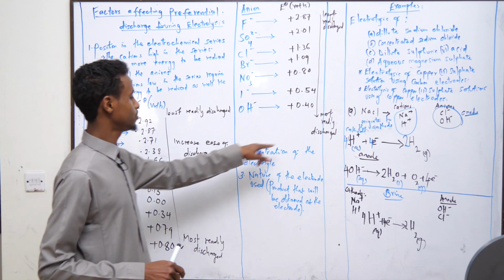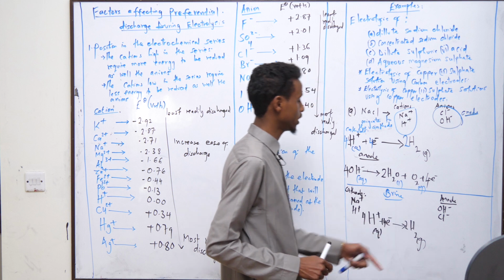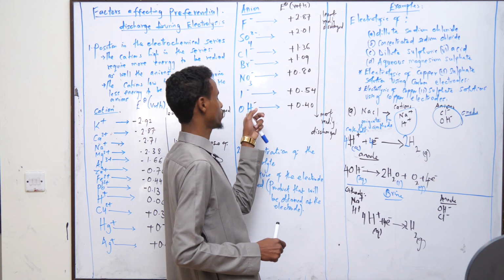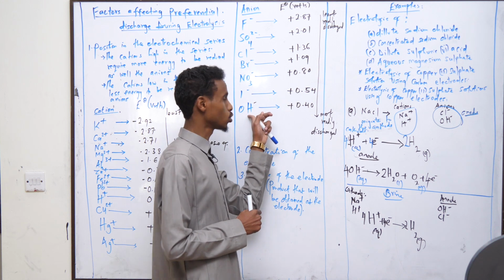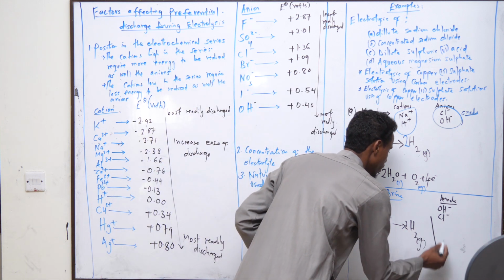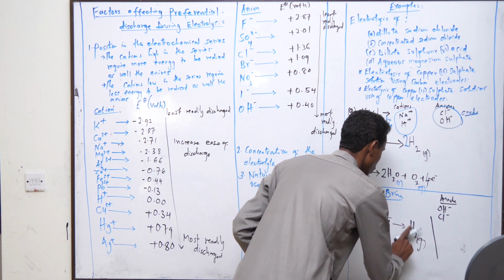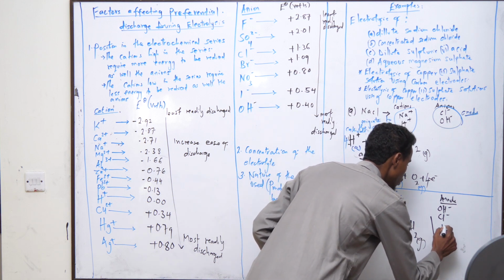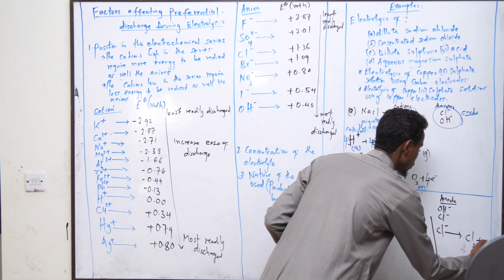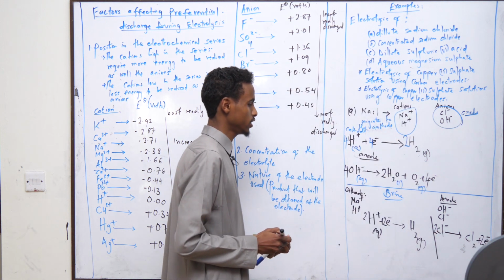But on the other hand, at the anode, the chloride will be preferentially discharged instead of the hydroxide, principally because of the high concentration of the chloride. We come here again, you have chloride, chlorine gas plus electron forming 2, and that is it.